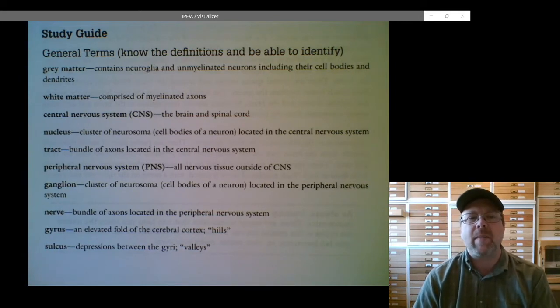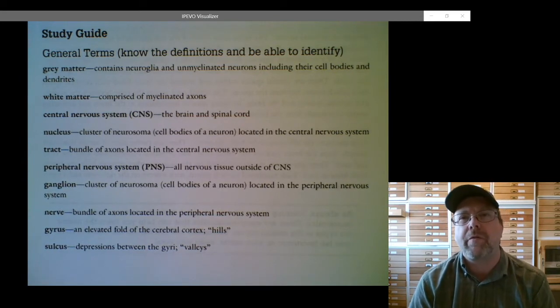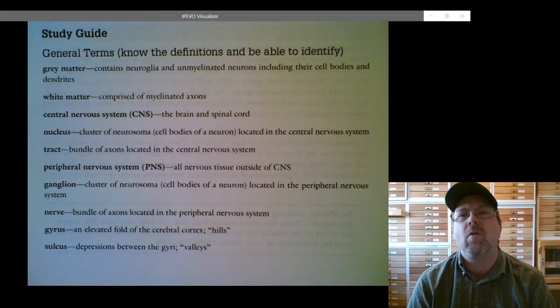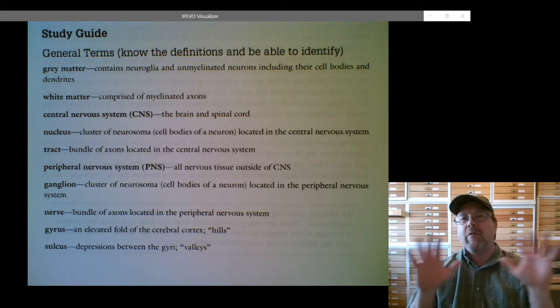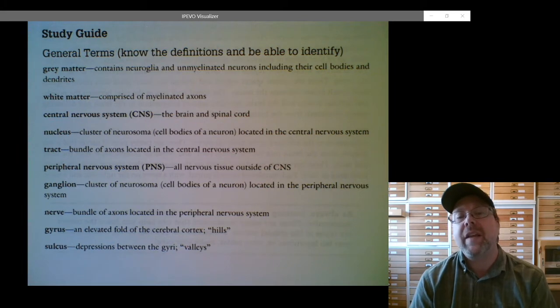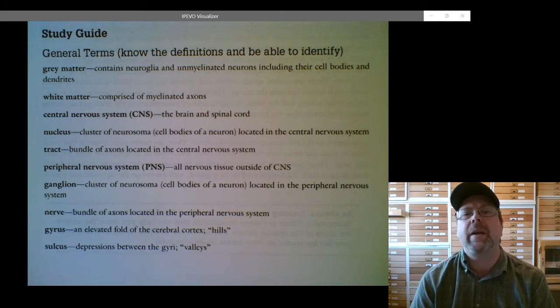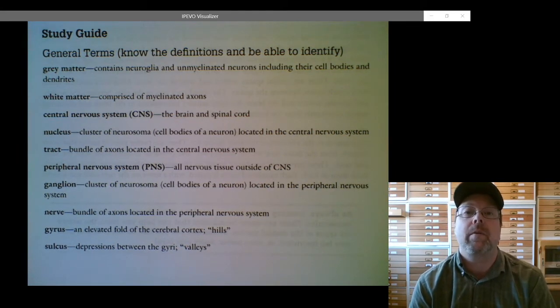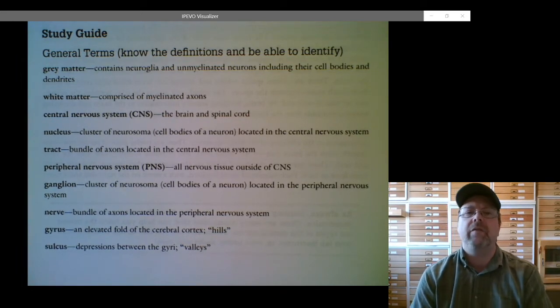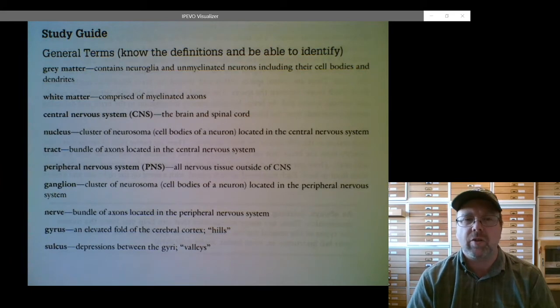Then it talks about the central nervous system and the peripheral nervous system. Remember that the central nervous system is just the brain and spinal cord, and then everything else is the peripheral nervous system. So anything coming off the brain and coming off the spinal cord are part of the peripheral nervous system, whereas the brain and spinal cord itself are part of the central nervous system.